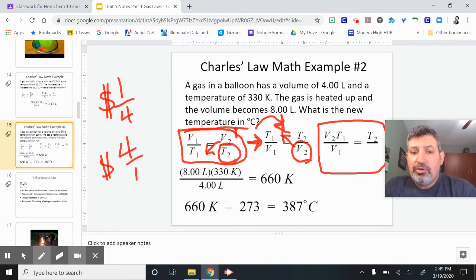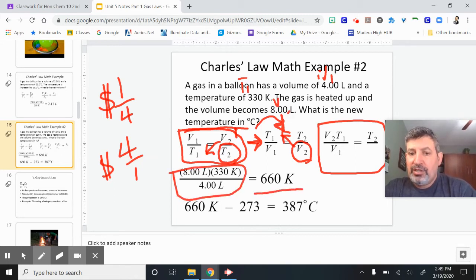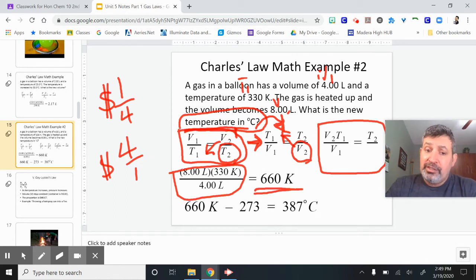Okay. Going through the problem, it's already in kelvins for the temperature, but we have a V1 and we have a T1 and we have a V2. We plug all those in here. We get 660 kelvins, but the question doesn't ask for it in kelvins. It asks for it in Celsius. If it asks for it in Celsius, do not solve the problem in Celsius. Never, ever solve the problem in Celsius. You solve it in Kelvin and then convert it back, okay?